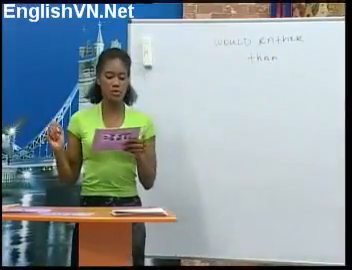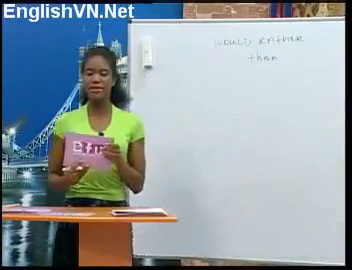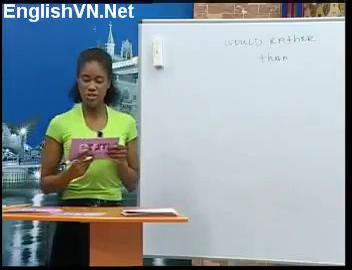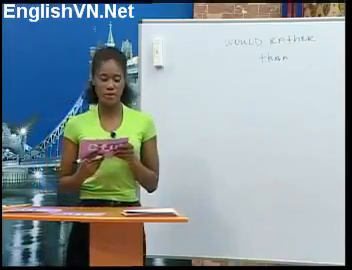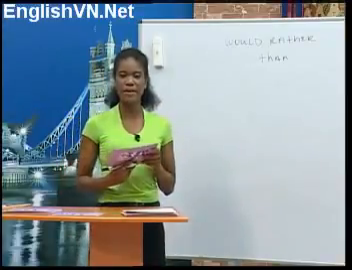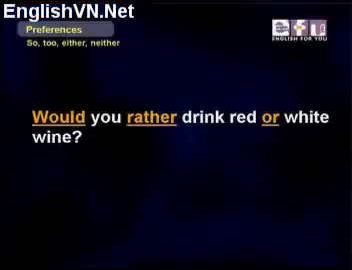Let's look at some examples again so you can see how we make a sentence. I would rather drink tea than coffee. When we ask a question, we use would rather with or. Look at the example again to see how we make a question. Would you rather drink red or white wine?